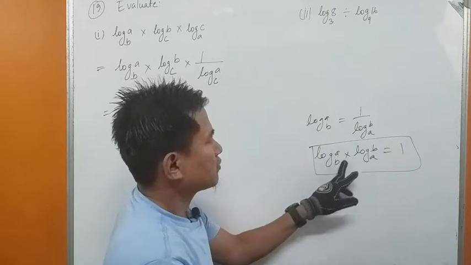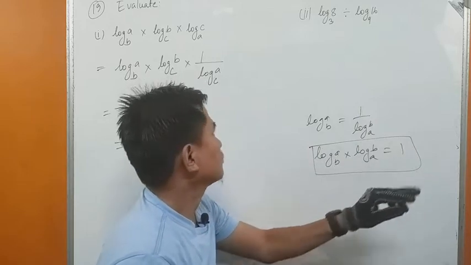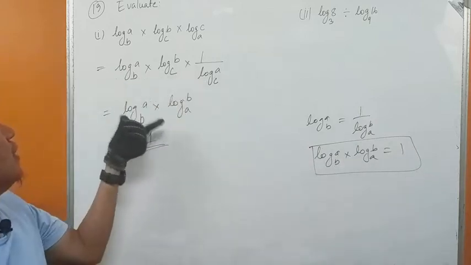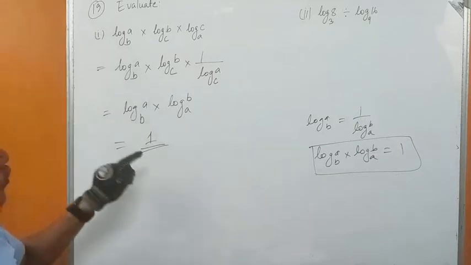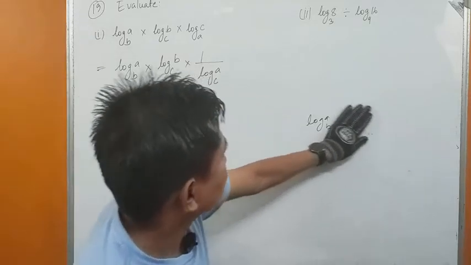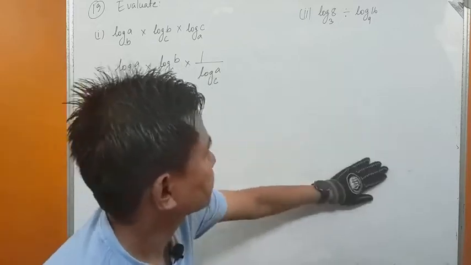So log a to the base b into log b to the base a equals 1. So this is 1. So the value for question number 1 of 19 is 1. Now let us do question number 2 of 19.